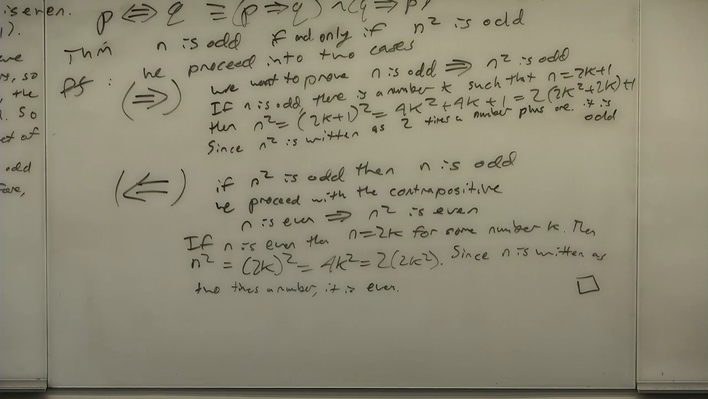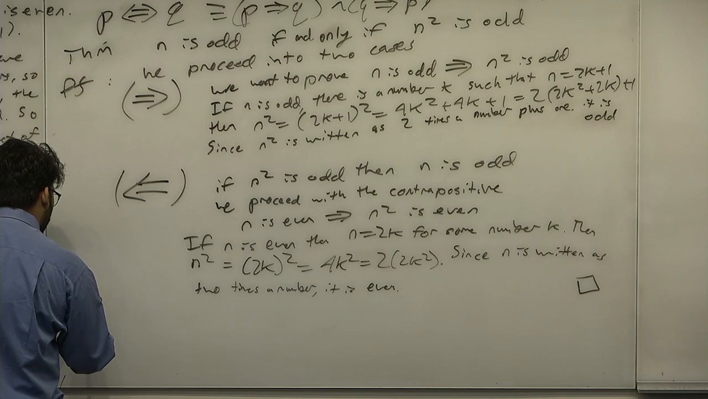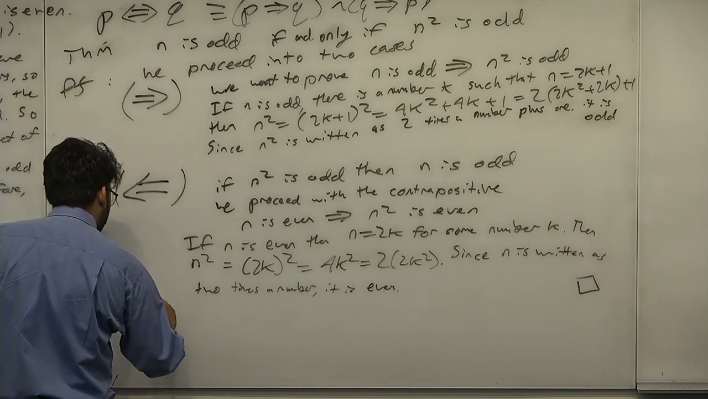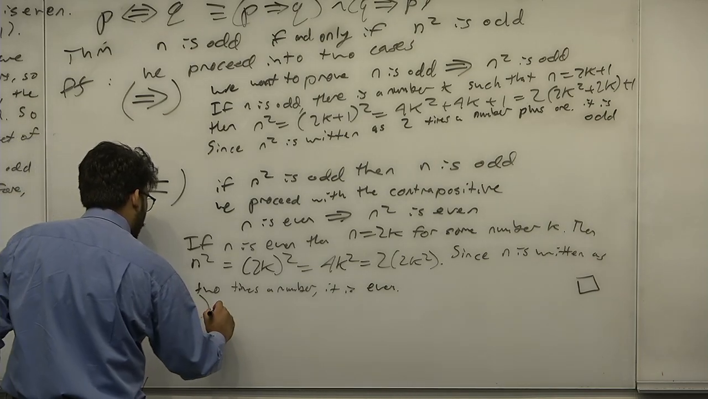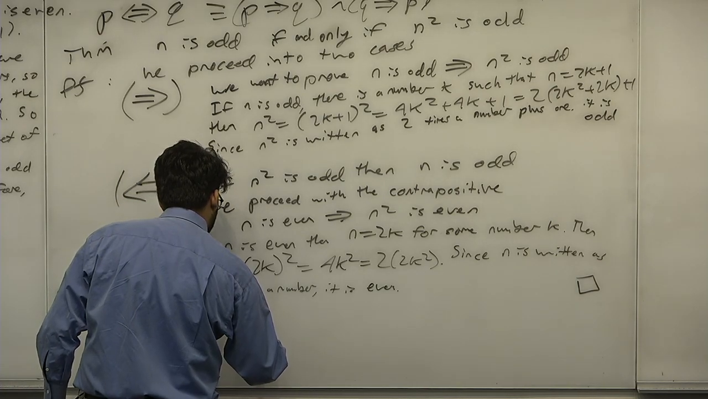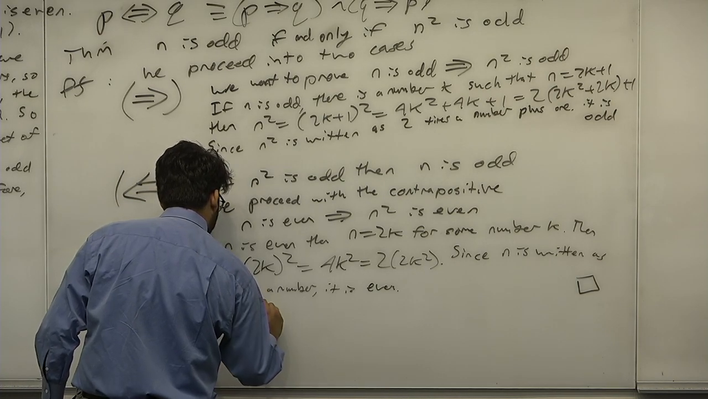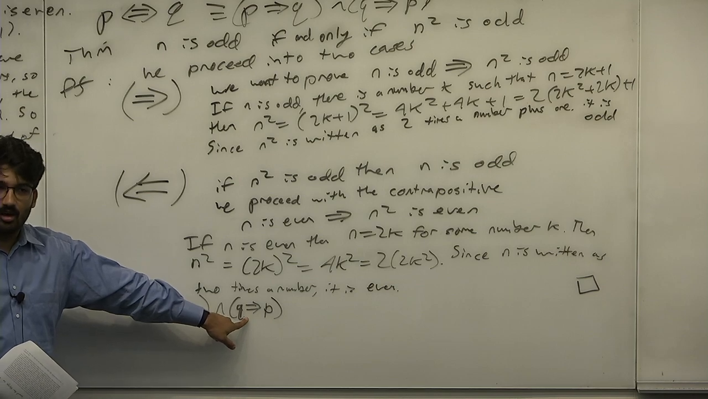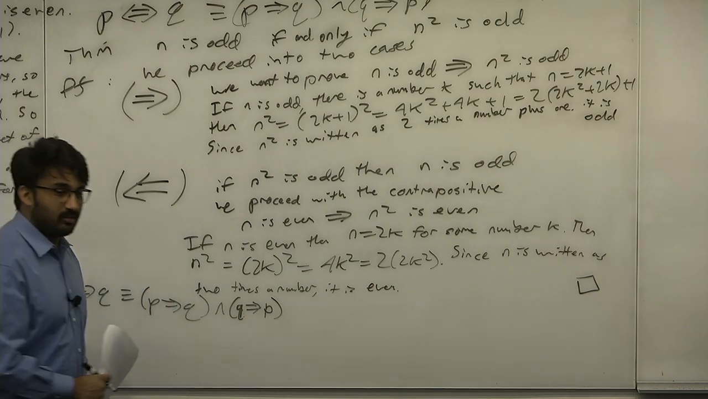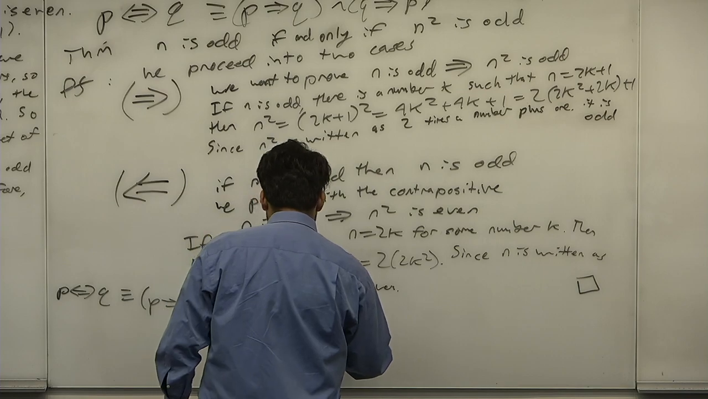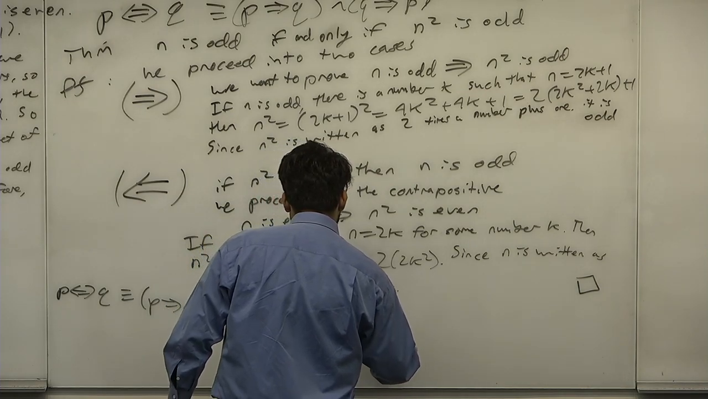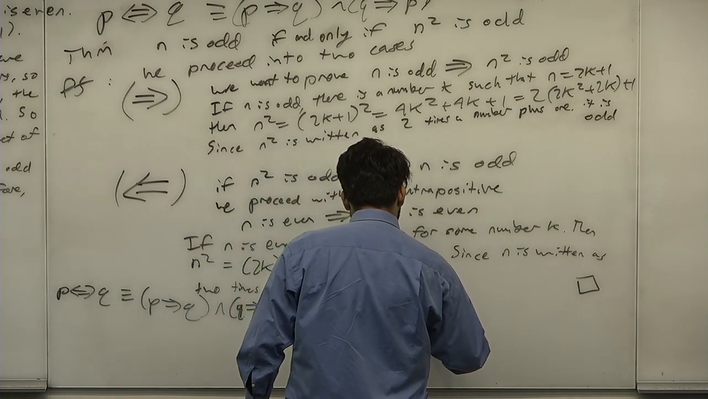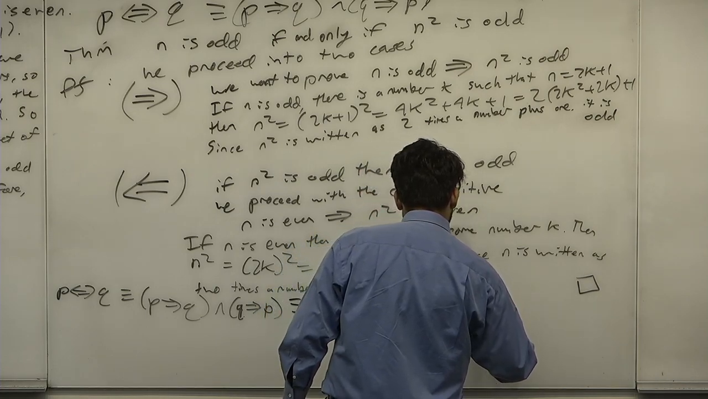Second, this kind of implicitly does something in the background. We know P if and only if Q is logically equivalent to P implies Q, and Q implies P. But we took the contrapositive of the second case. So we really didn't do Q implies P. We did not P implies not Q. And what that means is logically, in the background, we did this: P implies Q and not P implies not Q.